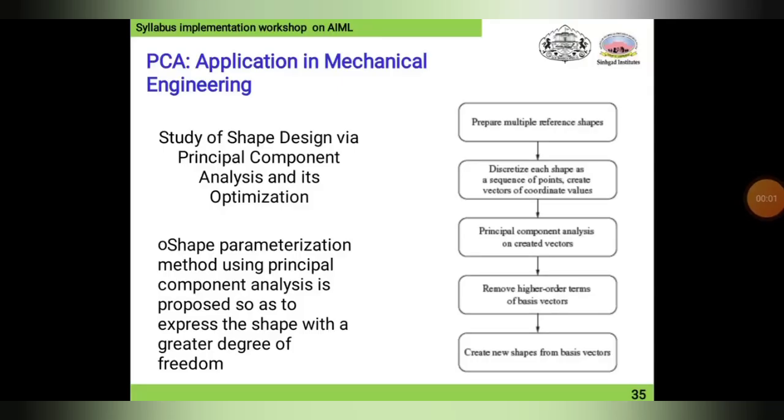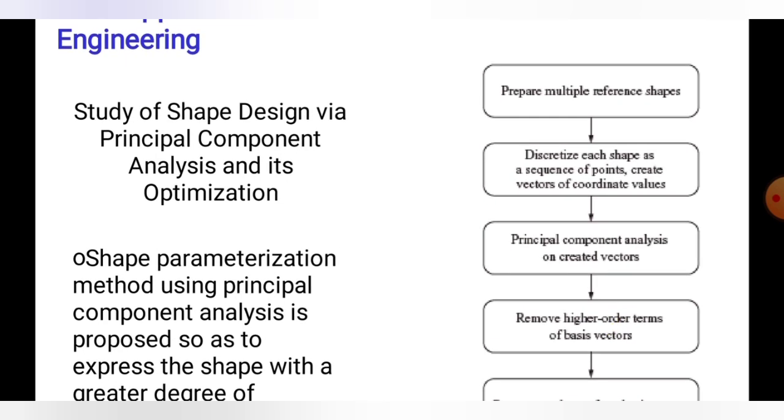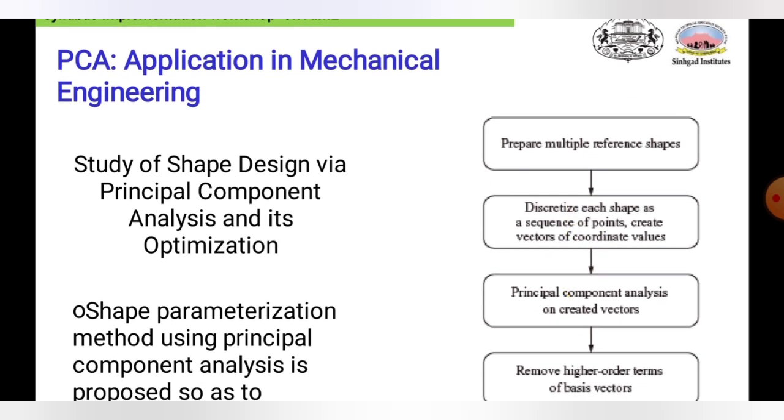Now coming to the next slide, application in mechanical engineering, PCA application in mechanical engineering. Study of shape design via principal component analysis and its optimization. A shape parameterization method using principal component analysis is proposed so as to express the shape with a greater degree of freedom. So here we can see how PCA is used in mechanical engineering.